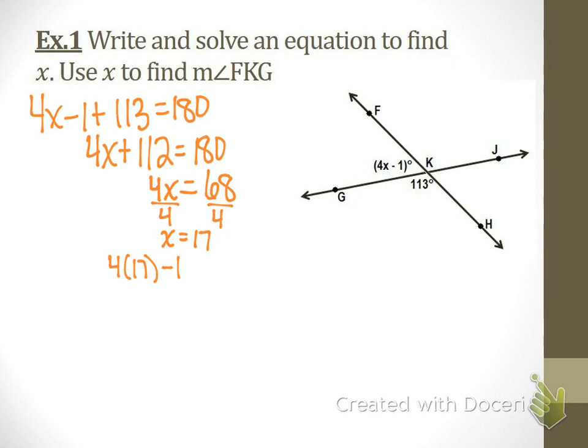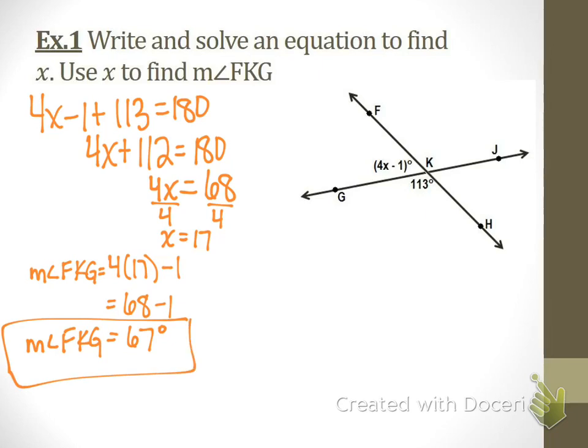Okay, so here it is plugged in for x. We could label that measure angle FKG. That's what we're finding now. 68 minus 1 gives me 67 degrees. Measure of angle FKG is 67 degrees.